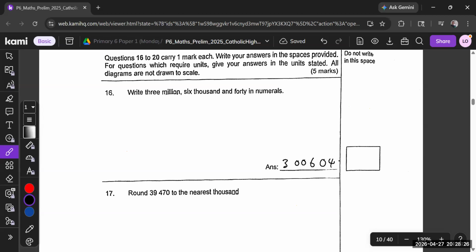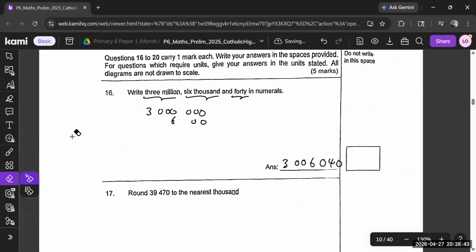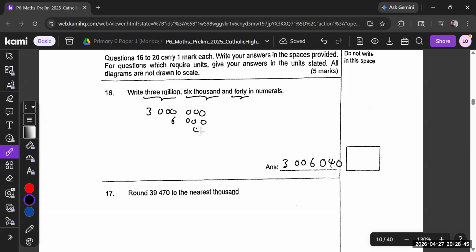3,006,040. What happens if you get it wrong? To avoid careless mistakes, change every word into numerals. Then you will know what the number is. 6,000, just write 6,000, then 40, then 3,000,000, and then you add them together. If it's too big for you to know what it is, then write it in numerals.